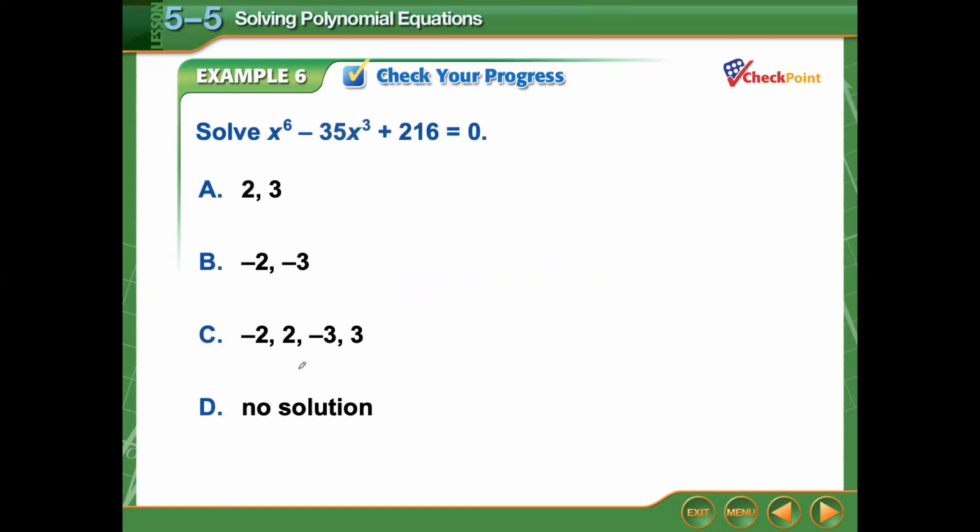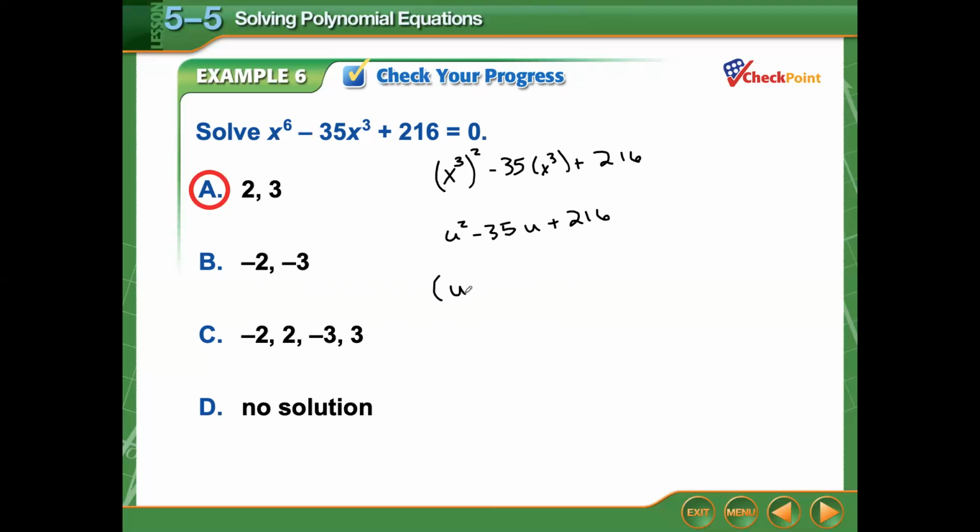Pausing the video to go ahead and try this problem out. All right, you should get A. The quadratic form that you should get is x cubed squared minus 35 times x cubed plus 216. So if we let u equal x cubed, we get u squared minus 35u plus 216.